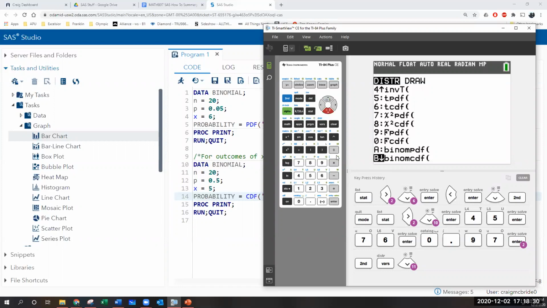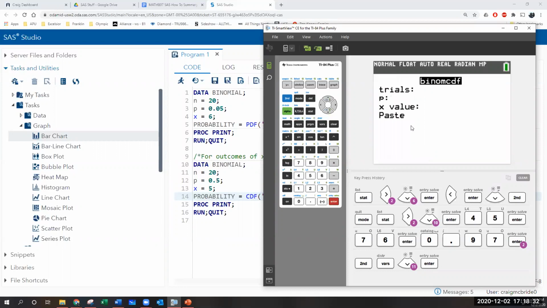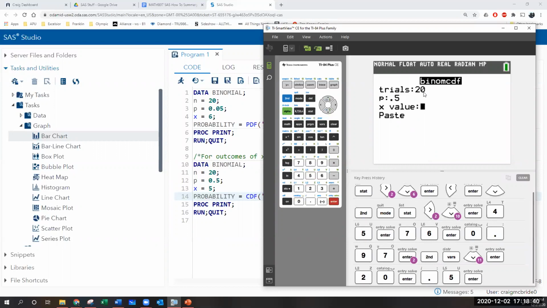So we'll do this last one, this binomial CDF. We hit enter, and it needs the number of trials, which is 20, and needs to know the probability of success rate, so 0.5. And then needs to know the X value, right, which in this case was 5.